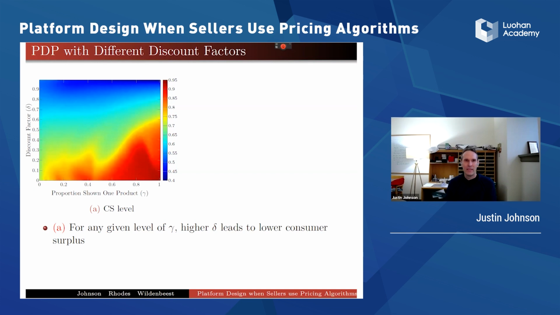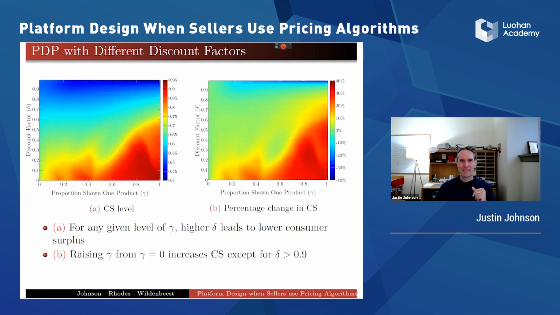And the way I'd like you to read this is to just choose your favorite level of gamma, okay, on the x-axis, and then go up and down the graph. And you can see that as you raise delta for any given value of gamma, consumer surplus goes down. And that's consistent, of course, with the economic theory of cartelized markets, which generally says it's easier to sustain a cartel when you have a higher value of delta. Okay, so this says these algorithms behave in a sensible fashion.